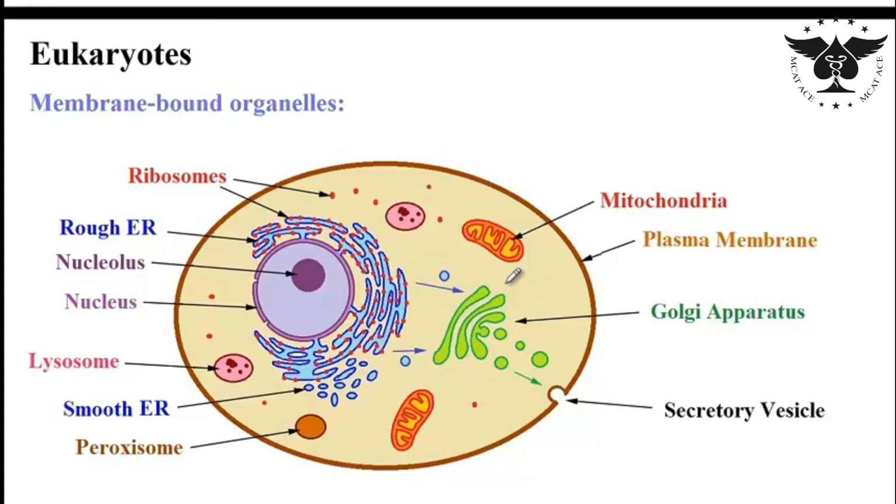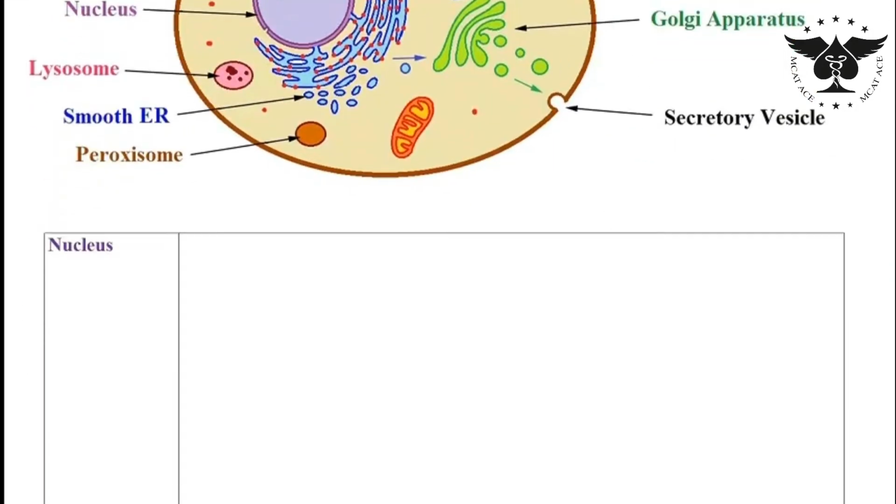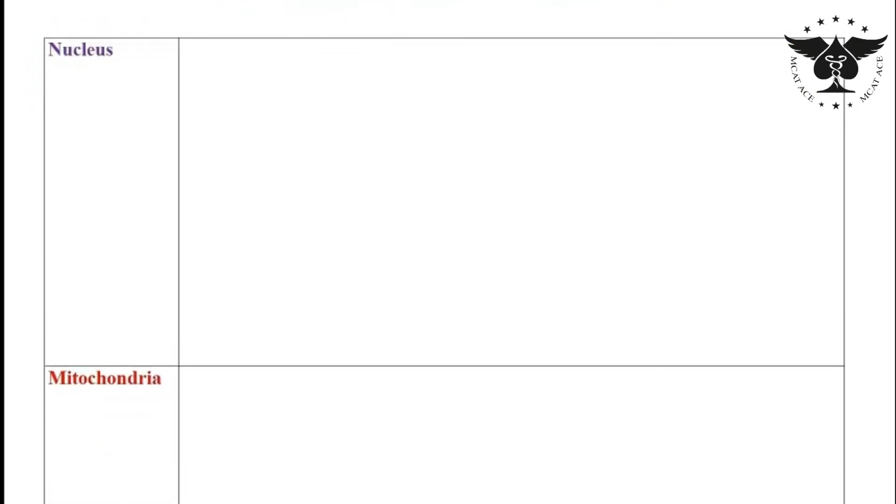So here I would like to discuss the function of different ones of these organelles, starting with the nucleus. So here you can see that we have the nucleus that has the double membrane, and then we have the nucleolus that is located inside. So let's start the writing here. So the nucleus is basically the storehouse for the genetic material, where it serves as a storage place for DNA.